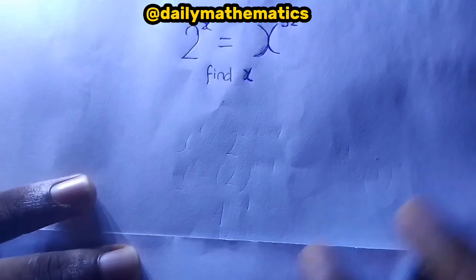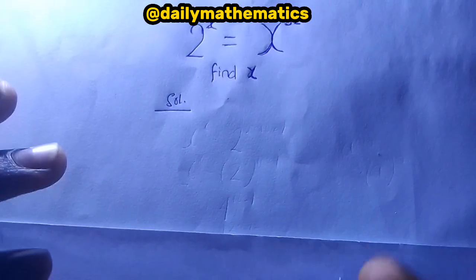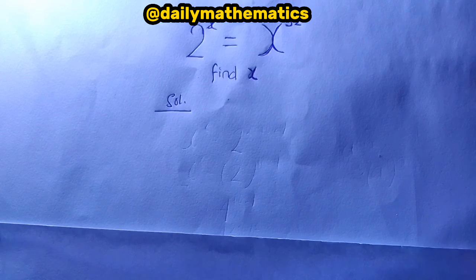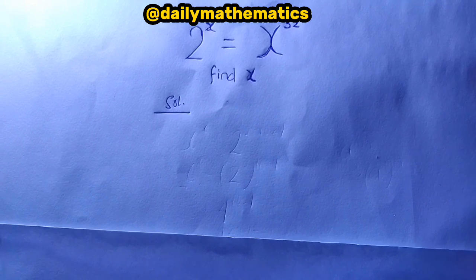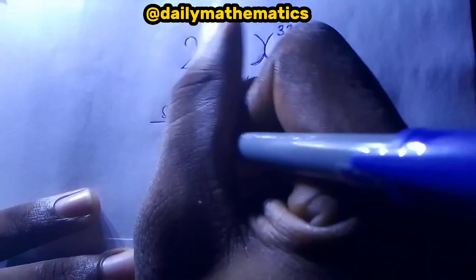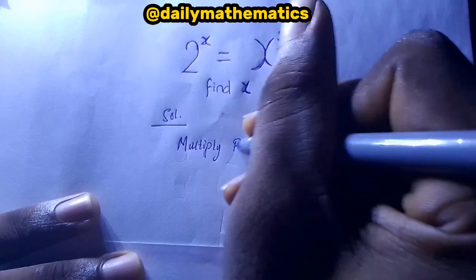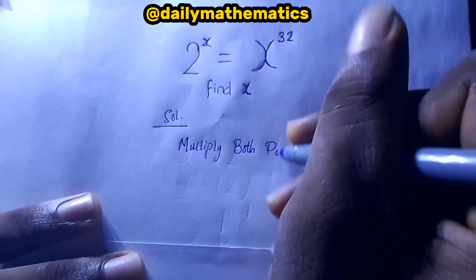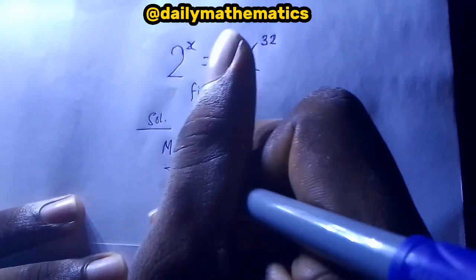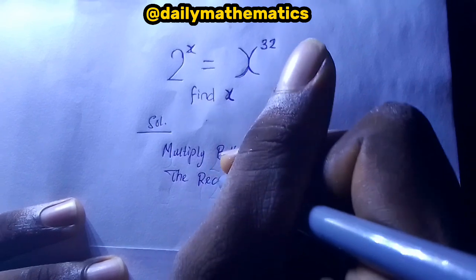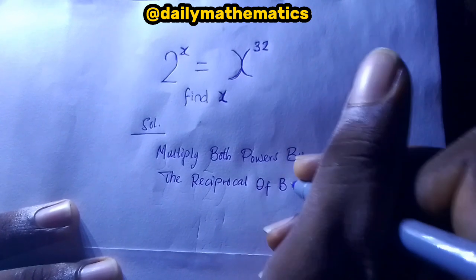Now the first step that I'm going to do, solution: the first step is to multiply both powers by the reciprocals of both powers. What do I mean? Let me put it down here. Multiply both powers by the reciprocal of both powers.